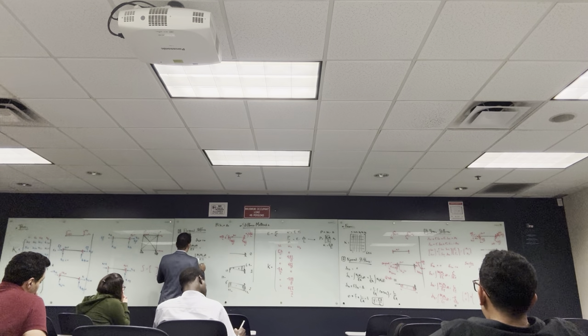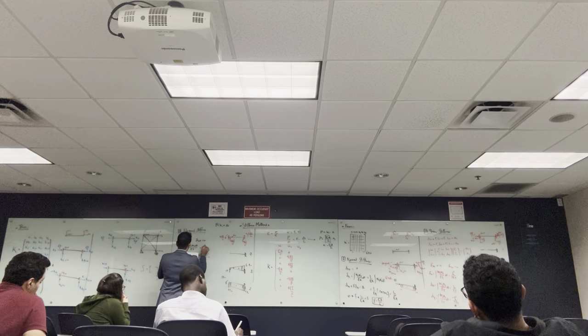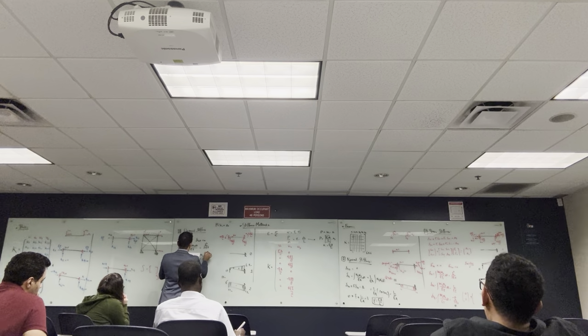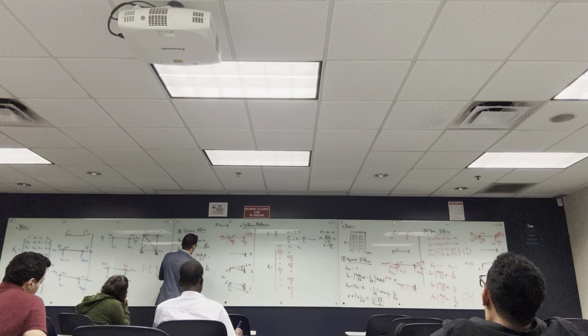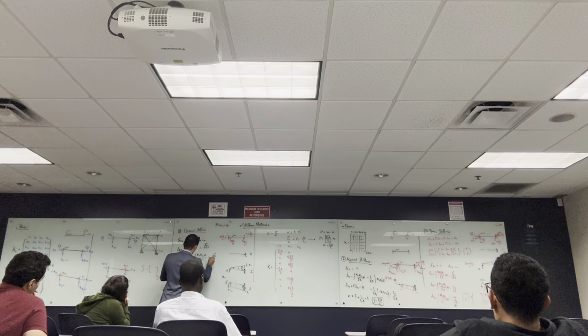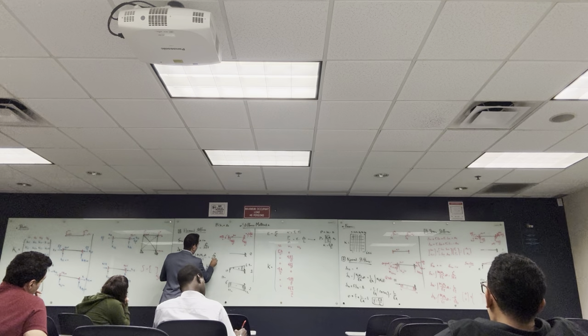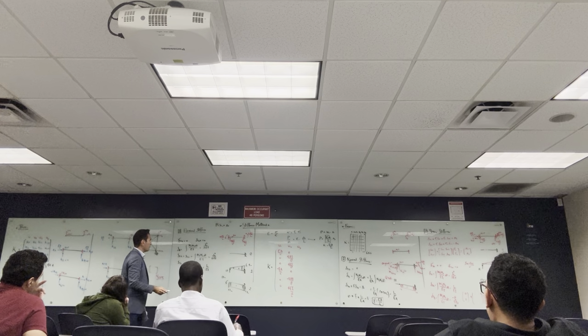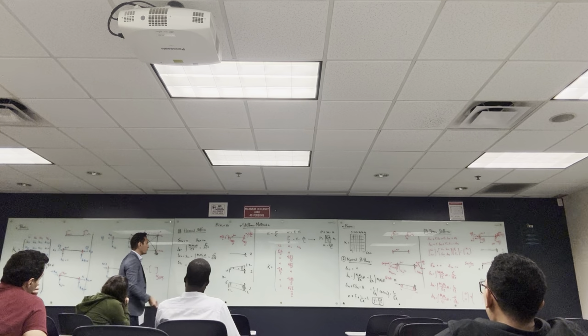So this one is going to be L cubed over 3EI, and this is L over EI. And delta 1-2 is negative L squared over 2EI. So right now you're going to ask me a question. It's the same problem. What's going to change? You tell me.